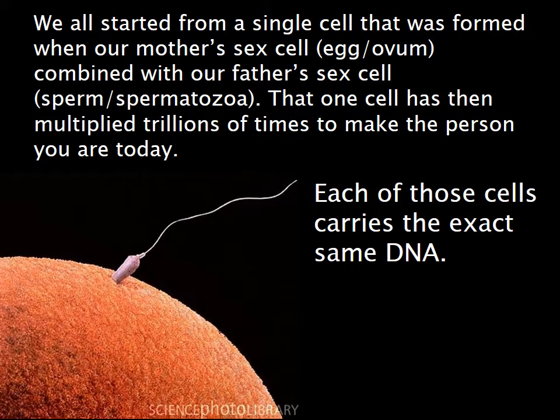We all started from a single cell that was formed from our mother's sex cell, which is called an egg or ovum, and it contains 23 chromosomes. It combined with our father's sex cell, which is called a sperm or spermatozoa, and that also contains 23 chromosomes. That one cell has then multiplied trillions of times to make the person you are today, and each of those cells carries the exact same DNA, 46 chromosomes.